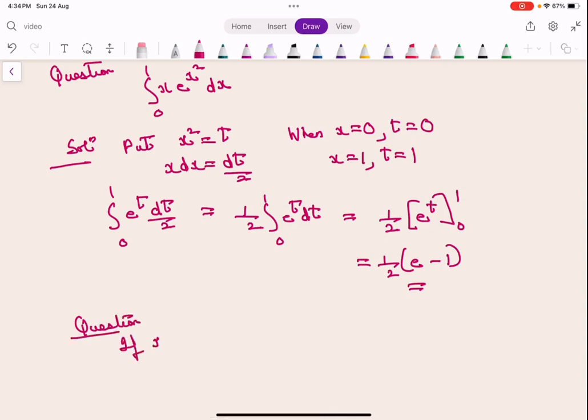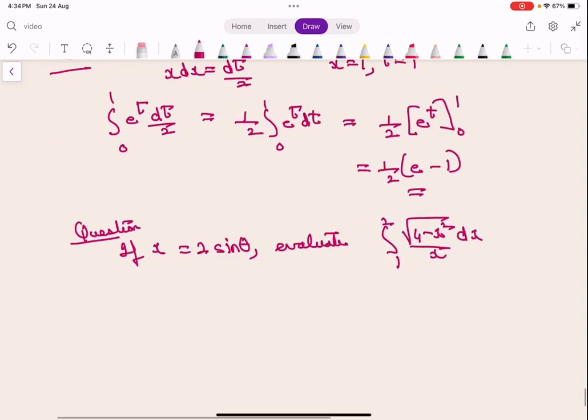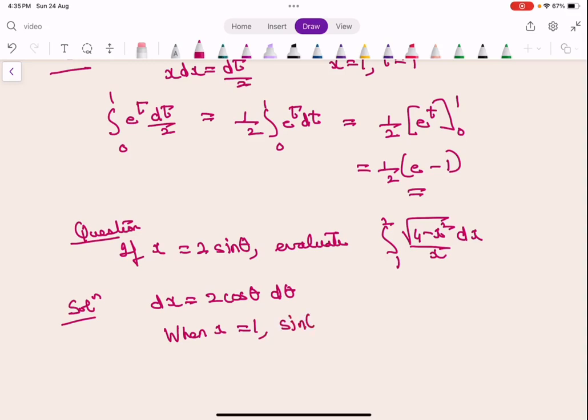If x equal to 2 sine theta, evaluate the integral from 1 to 2 of root 4 minus x squared by x dx. So x is 2 sine theta, so what will be dx? 2 cos theta d theta. So change the limits. When x is 1, sine theta becomes half. When is sine theta half? When theta is 30 or pi by 6.